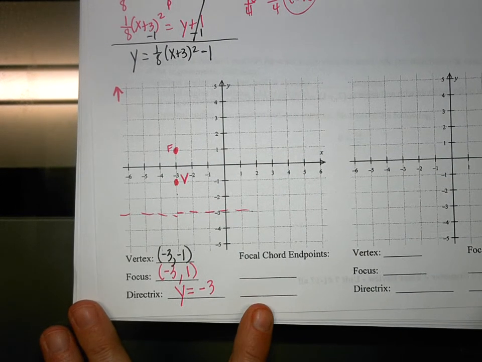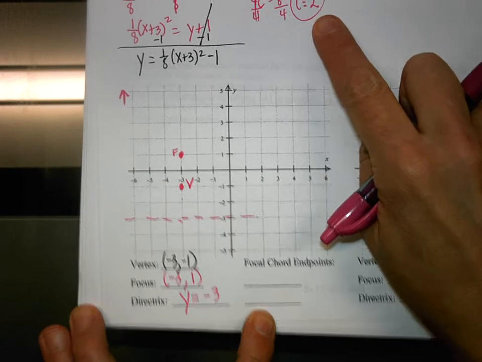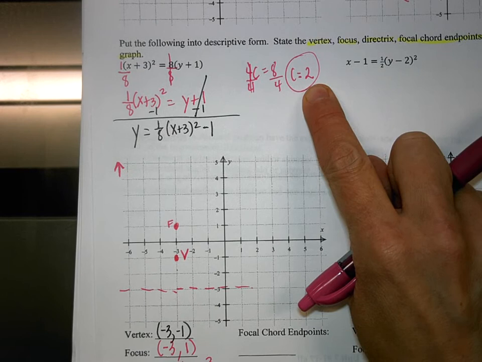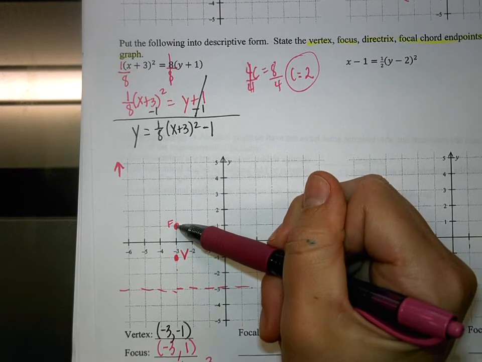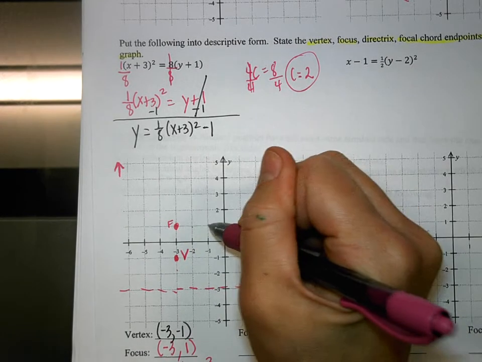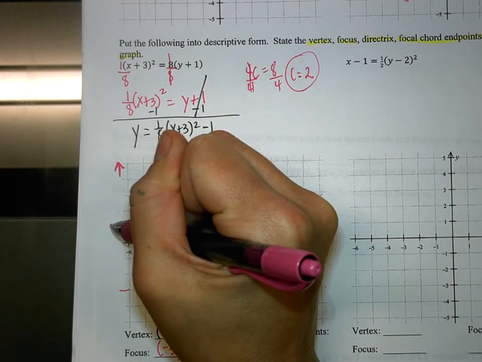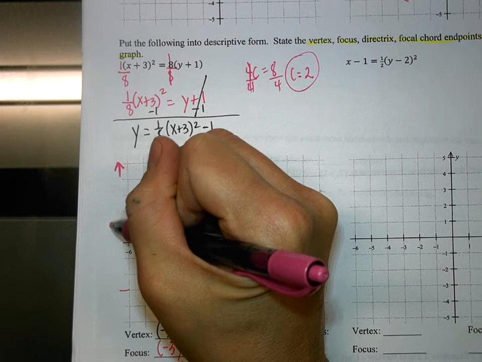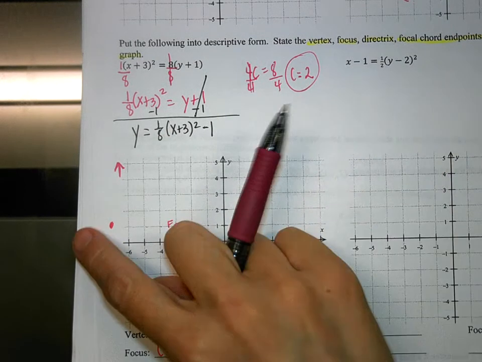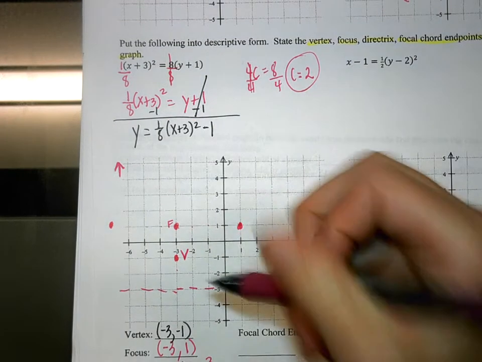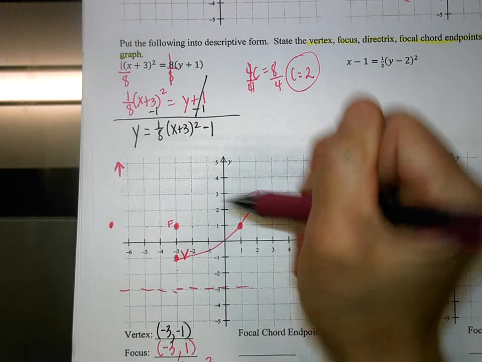Now we need the focal chord endpoints. Who remembers how to get the focal chord endpoints? Very good. We double that value, which would make 4. So from the focus, you go 4 in each direction. So 1, 2, 3, 4 to the right, and then 1, 2, 3, 4 to the left. Also, that whole distance should be the reciprocal of that A value, 8. And if you count it out, that does equal 8. And so now we can draw our curves.